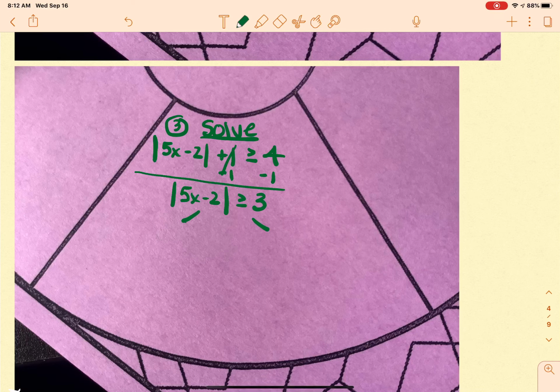Now I'm going to go through and separate these because I have the absolute value by itself. So 5x minus 2 is greater than or equal to 3. Written just the way it is, I just dropped the absolute value bars. After the or, I'm going to flip the inequality, and positive 3 becomes negative 3. And then I'm going to work to get x by itself. So we got to get rid of this first.